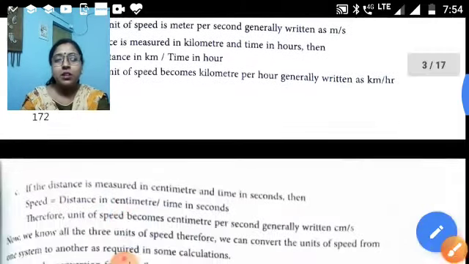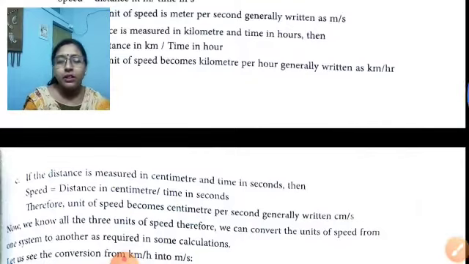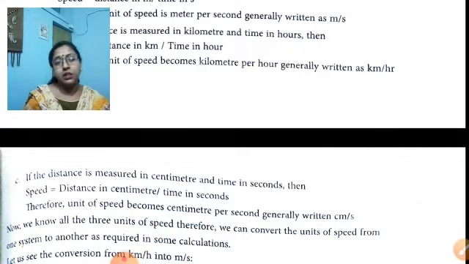Next, if we have to calculate the values of small speed, then distance is measured in centimeter and time in second. So speed is equal to distance in centimeter divided by time in second. The unit of speed will become centimeter per second.